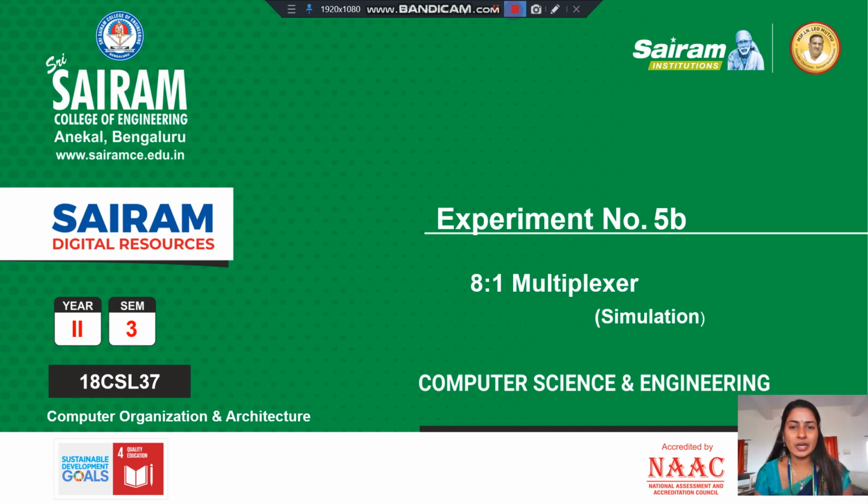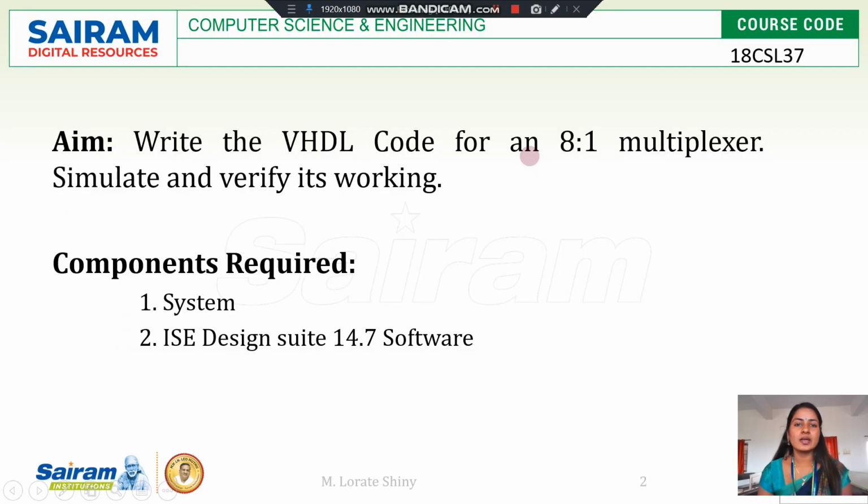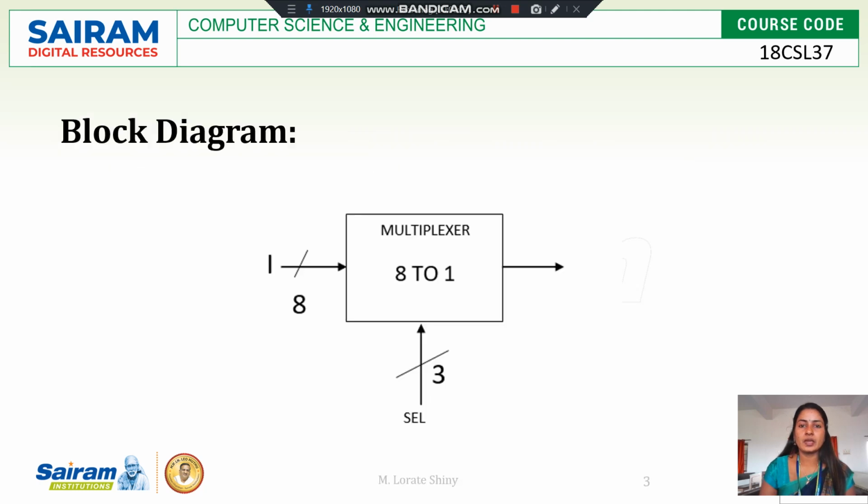Hello students, today we are going to see experiment 5B of 18CSL37 Analog and Digital Electronics Lab. It's 8:1 multiplexer simulation. The aim is to write the VHDL code for an 8:1 multiplexer and simulate and verify its working. The components required are a system and ISE Design Suite 14.7 software.